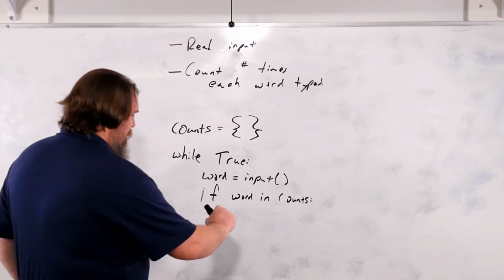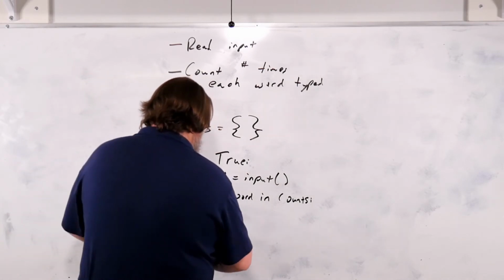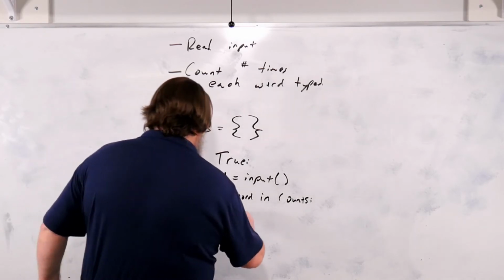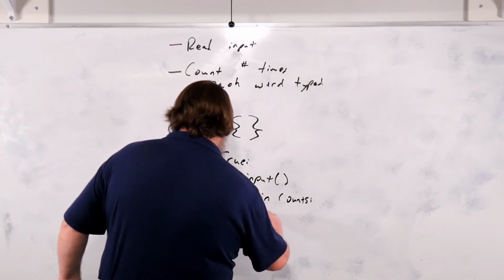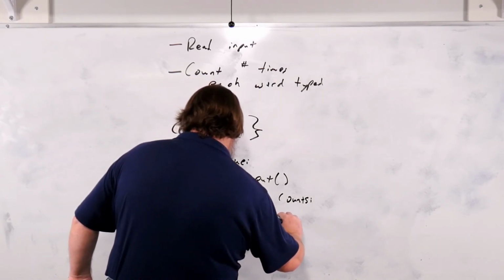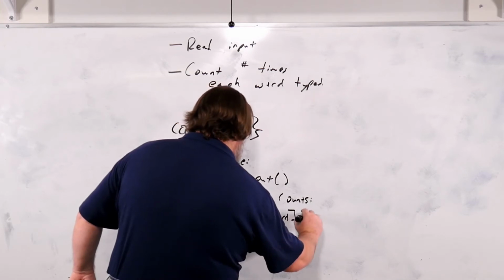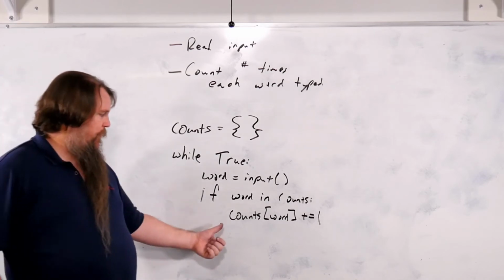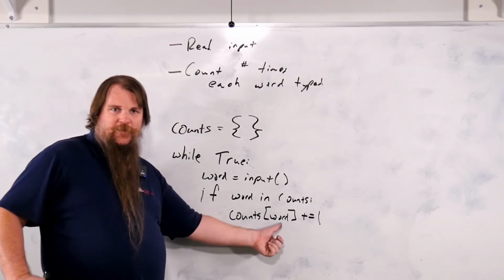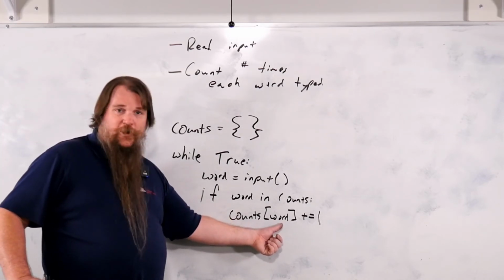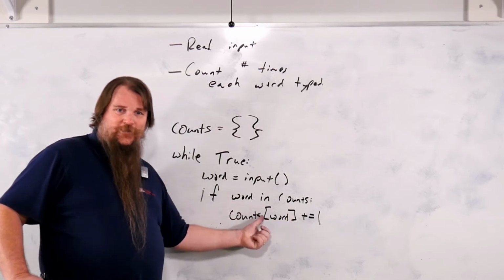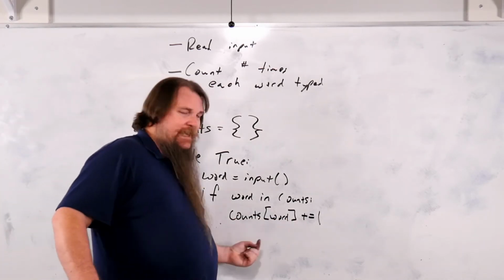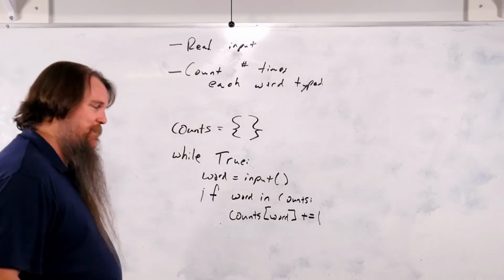If it is, then what we can say is counts[word] plus equals 1. Read the current value associated with this word, add 1 to it, store it back into the dictionary. So this is incrementing a count of how many times this word has been seen.